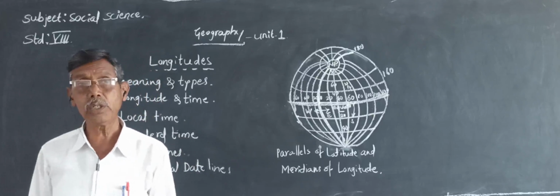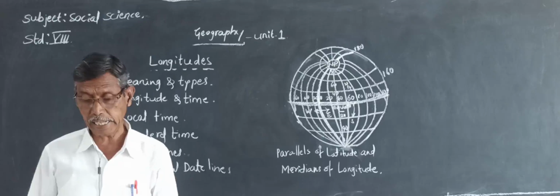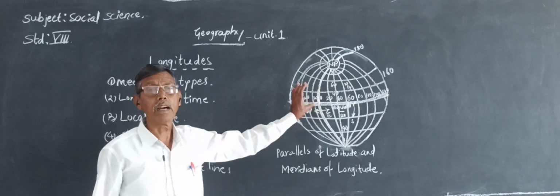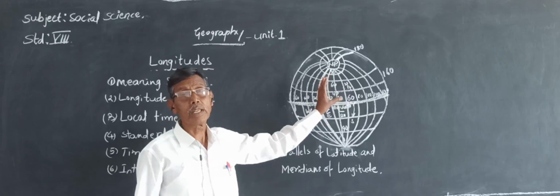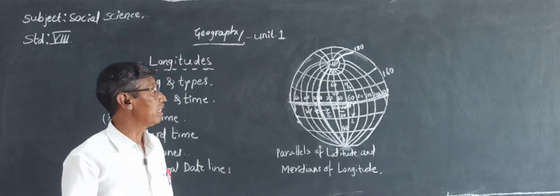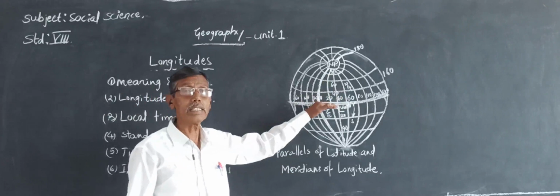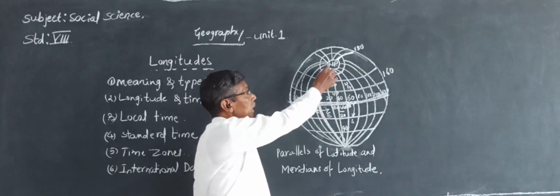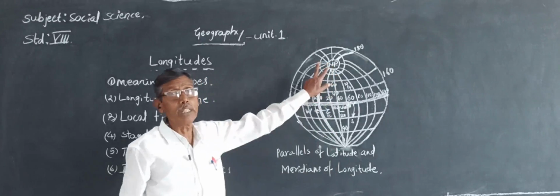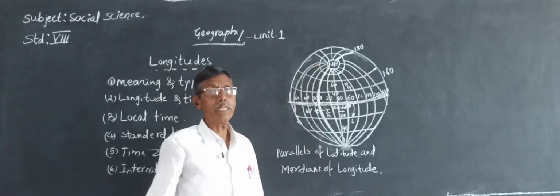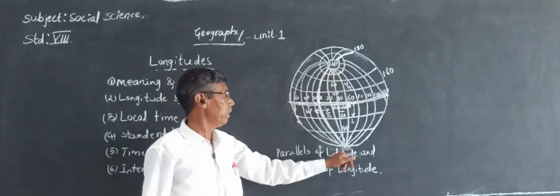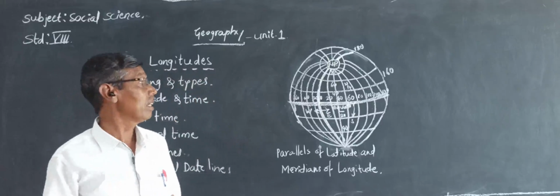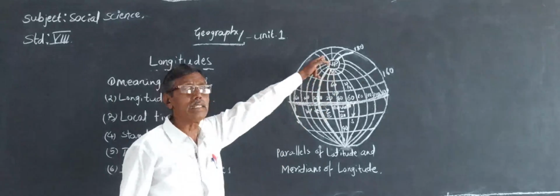The distance between two consecutive longitudes decreases gradually with the distance from the equator. Here the distance between the longitudes is more, but here the distance between the two longitudes is less. It goes on decreasing because they join at the North Pole and the South Pole. So the distance between the two longitudes gradually decreases as they reach the poles.